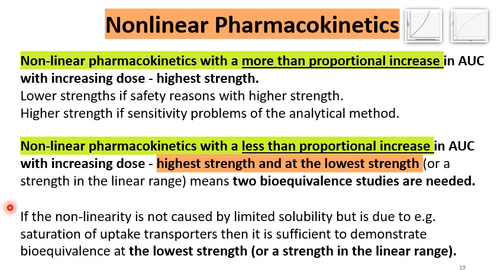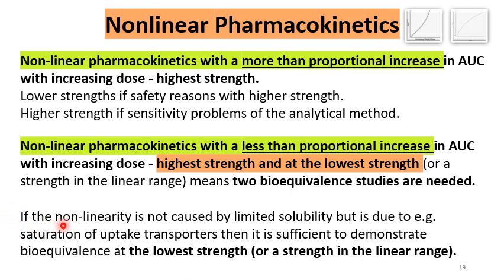So if 5 mg is not suitable on the basis of bioanalytical sensitivity, that time higher than the 5 mg can be selected. So like that a bracket can be made of 50 mg and 10 mg and not with the bracketing of 80 mg and 5 mg. And always remember, if the pharmacokinetics are less than the proportional increase, that time two bio studies are required.